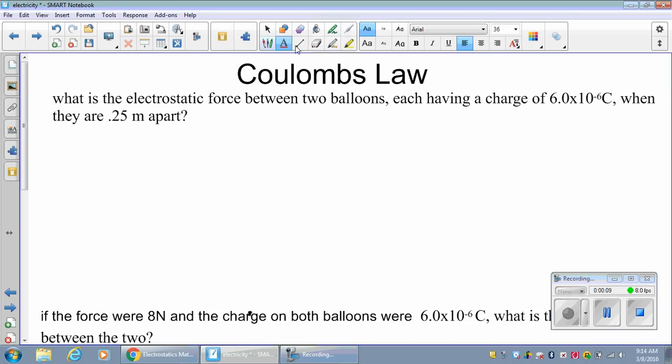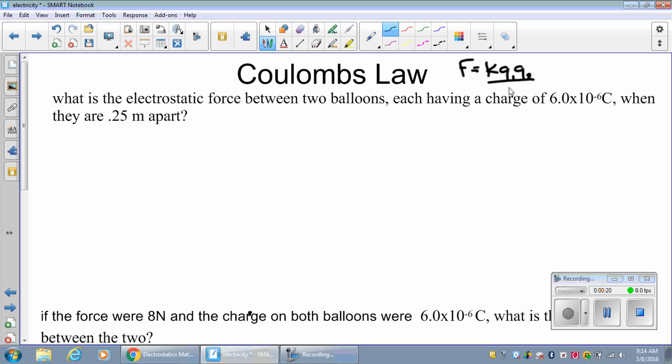We know that Coulomb's law is force equals K, the electrical constant, times the charge of one object times the charge of the second object, divided by the radius or the distance between them squared. Okay, so this is the equation we're going to be using. Let's go ahead and get right into it.